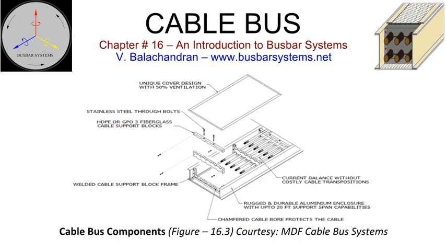The enclosure is usually made of aluminium sheets and extrusions. The side rails are extruded from aluminium alloy 6061 T6 or 6063 T6. The side rails take the total load of the conductors and the support block.